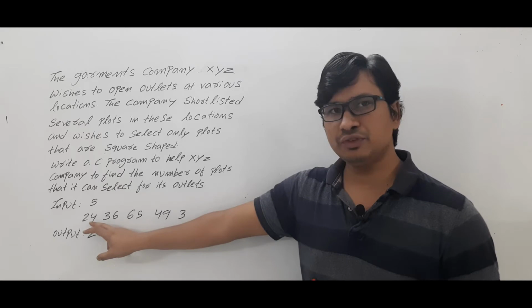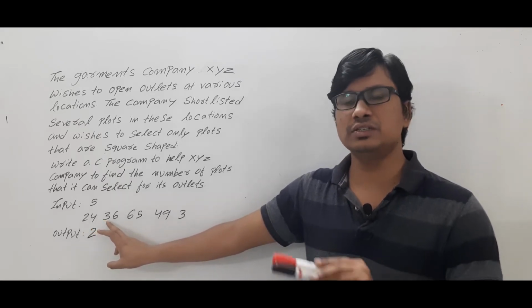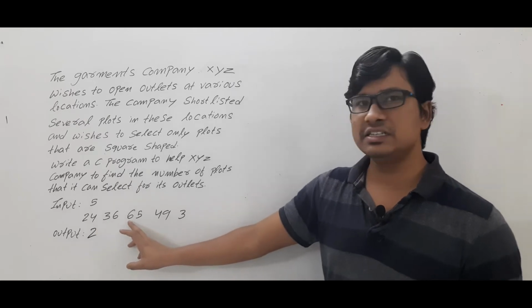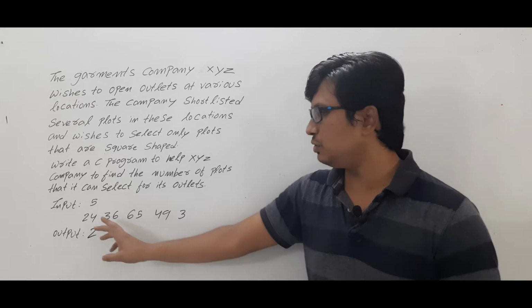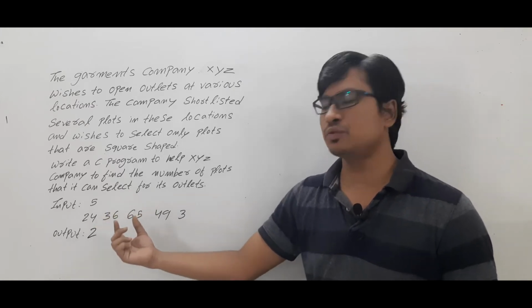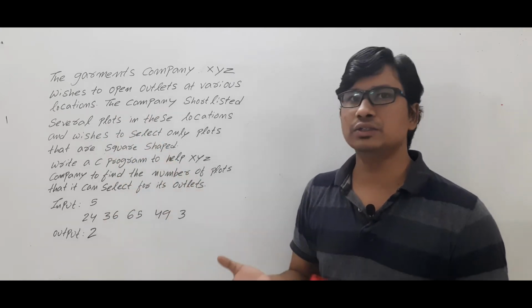Look at here, 24 is a perfect square? No. 36 is a perfect square? Yes, 6 into 6 is equal to 36. Again 65? No. 49? Yes, 7 into 7 is 49. So, we got two perfect square numbers, so output should be given as 2. So I hope you have understood the question.